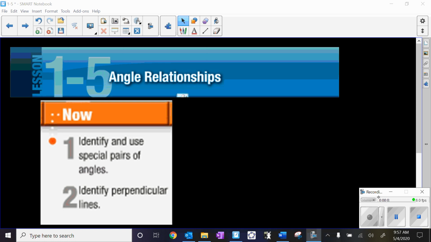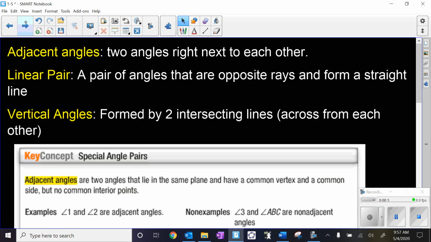In section 5, we're going to continue dealing with angles. And this time we're going to look at specific angle relationships. There are quite a few angle relationships, and then we'll look at perpendicular lines to finish. So first, some different angle relationships.